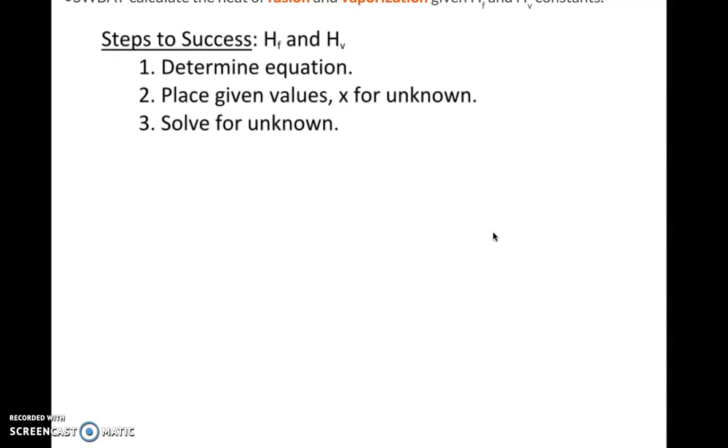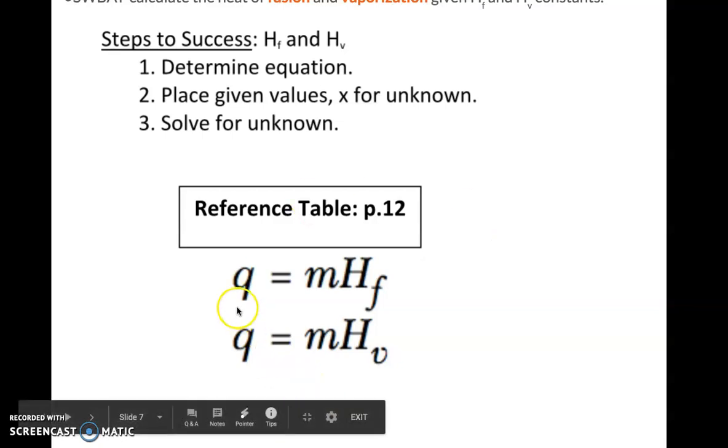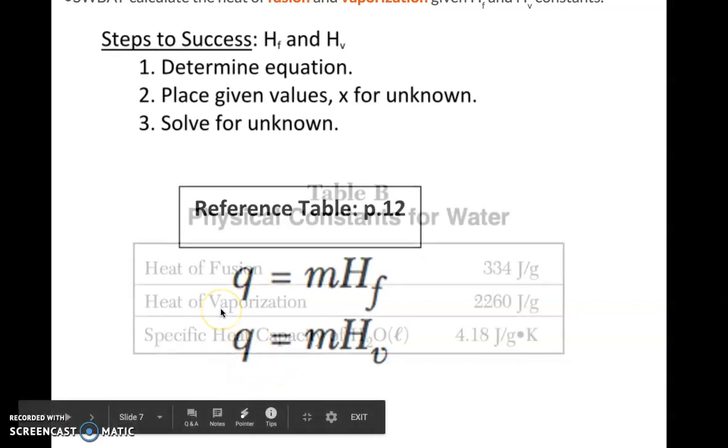So heat of fusion, before we continue, and heat of vaporization are energy constants. So they're a form of energy. You can find the equations for this in the reference table on page 12. The equation is as follows: Q equals M H of F, and Q equals M H of V. H of F stands for heat of fusion, H of V stands for heat of vaporization, the M stands for mass, and the Q is going to stand for heat, which is just energy.